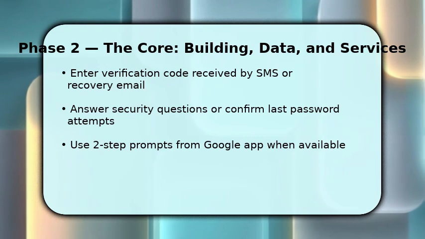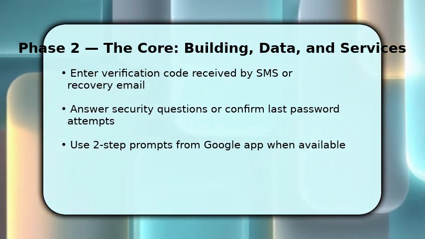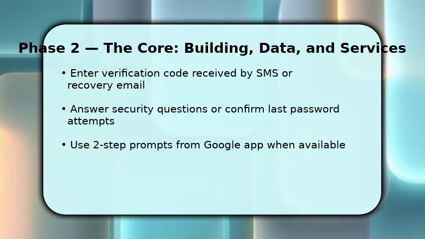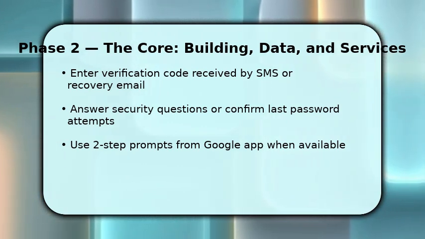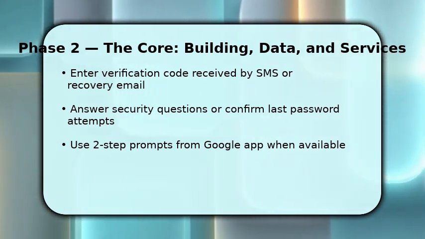Now you verify identity with the code or a two-step prompt. If you receive a code, enter it exactly. If a prompt appears on your linked device, approve it. This is faster and more reliable.